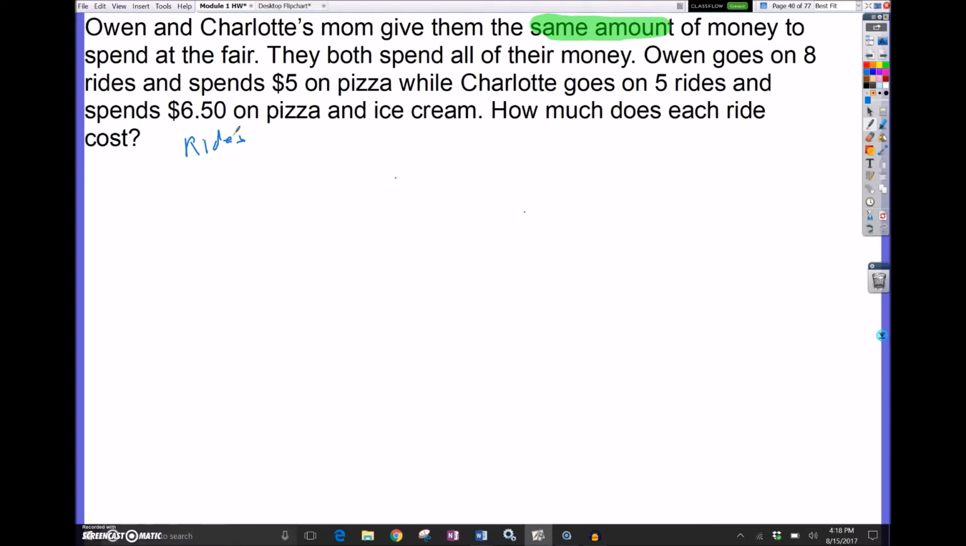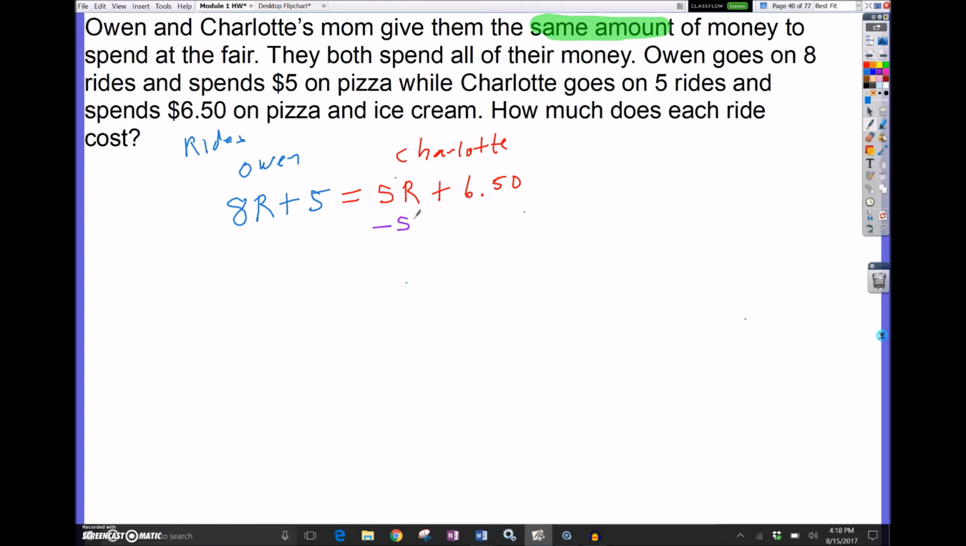If we set up an equation, it says Owen goes on 8 rides. I don't know how much a ride costs, but I know he did spend $5 on pizza. Okay, so this is Owen. Charlotte, on the other hand, she only went on 5 rides, but she spent $6.50 on a pizza. And the key thing is they said they had the same amount of money. So what I can do with these guys is set them equal to each other. Now all I need to do is solve for the missing variable r.